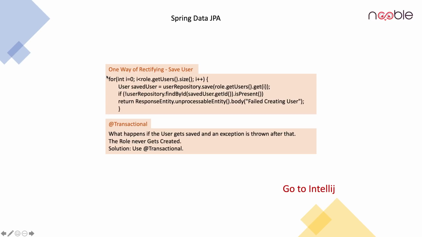One way of rectifying it is to save the user. So what I'm doing is I'm using a for loop. I'm getting all the users from role using get(i), and I'm doing a userRepository.save, which is returning a saved user. I'm checking if it is present. If it is not present, it goes out. It returns fail creating user. So let us look into the code.